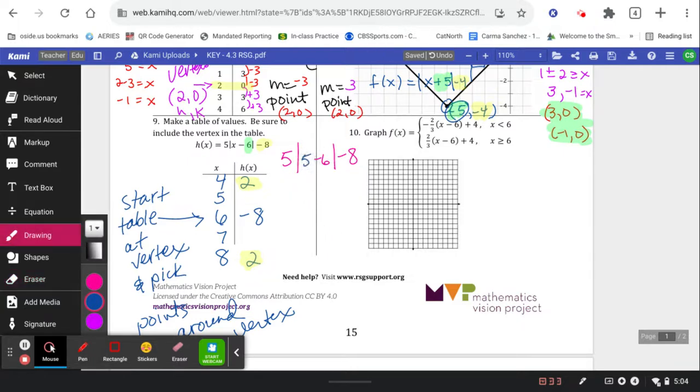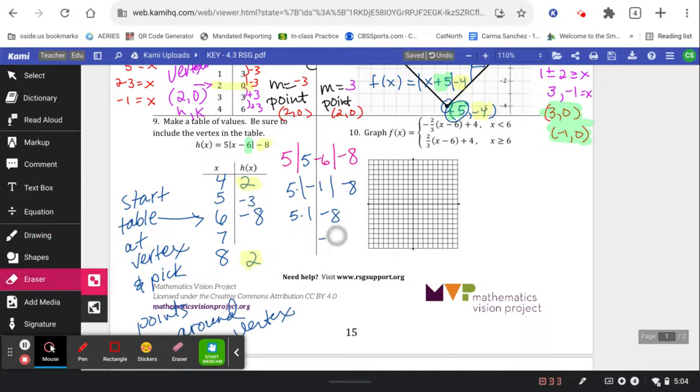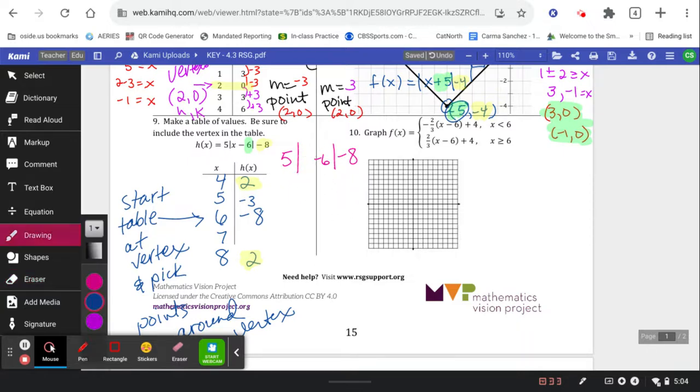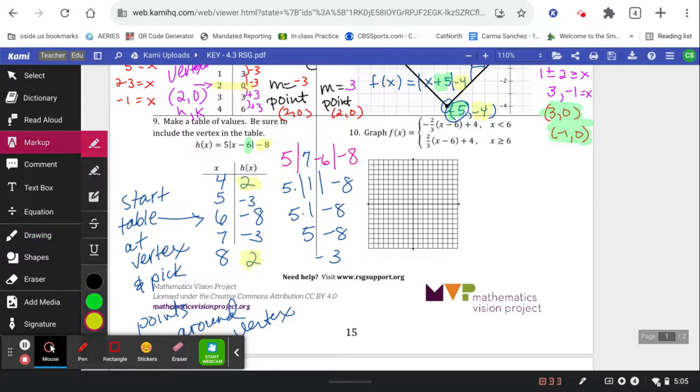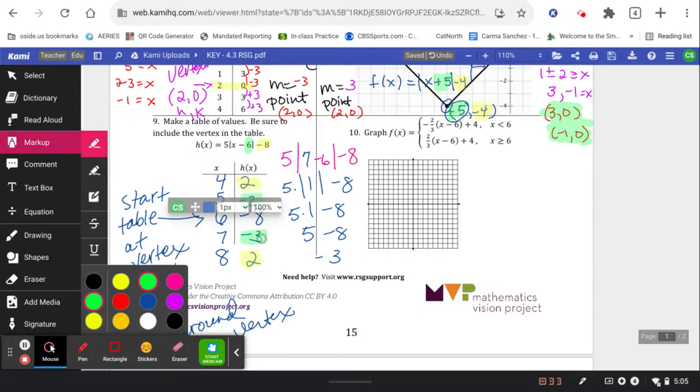Inputting a 5. 5 minus 6 is negative 1. Absolute value of negative 1 is just 1. 1 times 5 is just 5. 5 minus 8 is negative 3. Let's go plug in and see if we get a negative 3 for the 7. Seven minus 6 is 1. Absolute value of 1 is just 1. 5 times 1 is just 5. 5 minus 8 is negative 3. Hey, it worked. I got the same output.